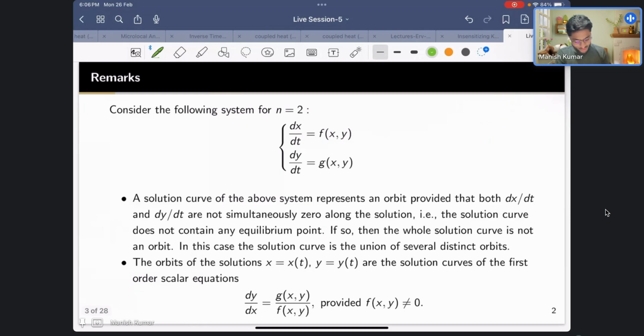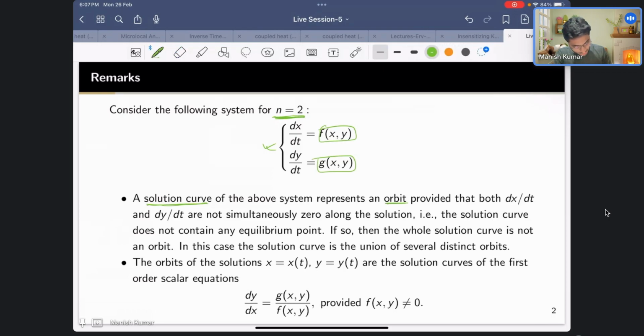Suppose we are in the case when n is 2, so we are dealing with R2. Consider this system dx by dt equal to f(x,y) and dy by dt equal to g(x,y). The solution curve of this is basically the orbit. Now what we have to worry about is that we should not consider the equilibrium point. What an equilibrium point means is basically that which is not depending on time.